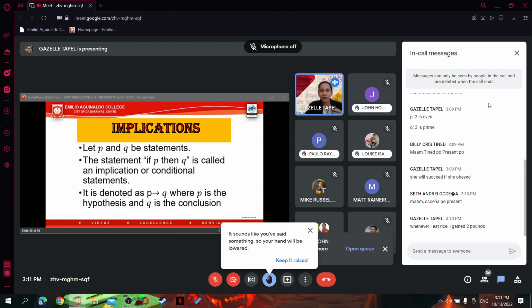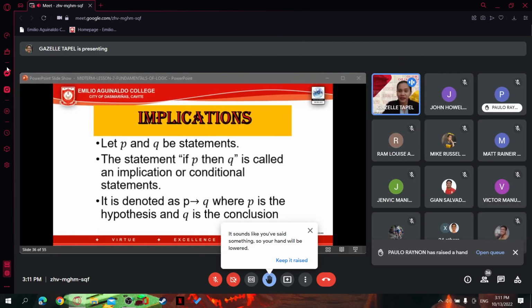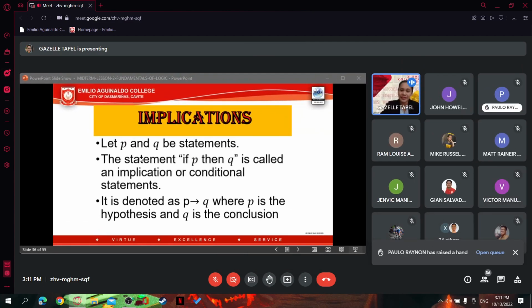Okay, na? So that is the hypothesis. Yung whenever I eat rice, then the conclusion is I gain 2 pounds. So I hope that's clear. So ang tawag dyan ay implication. Another term for implication is conditional statement. P is the hypothesis. Another term for hypothesis is premise. Na? So kung walang premise, hanapin niyo yung word na hypothesis. Hypothesis or premise. Conclusion naman, ang ibang tawag dyan sa ibang book ay antecedent.